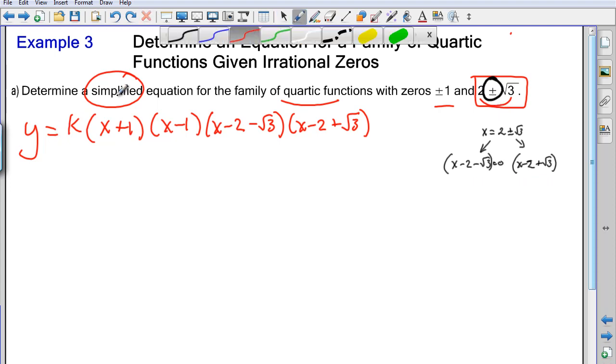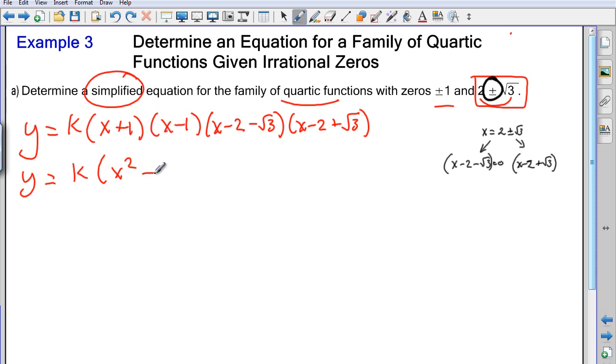we know we have to simplify this, so we're going to have to multiply these all together. And there's 4 factors here. So the first two are fairly straightforward. x times x is x squared. x times -1 is -x, plus x gives me 0. So positive x plus a negative x gives me 0, and positive 1 times negative 1 is -1. So that's these two factors simplified.